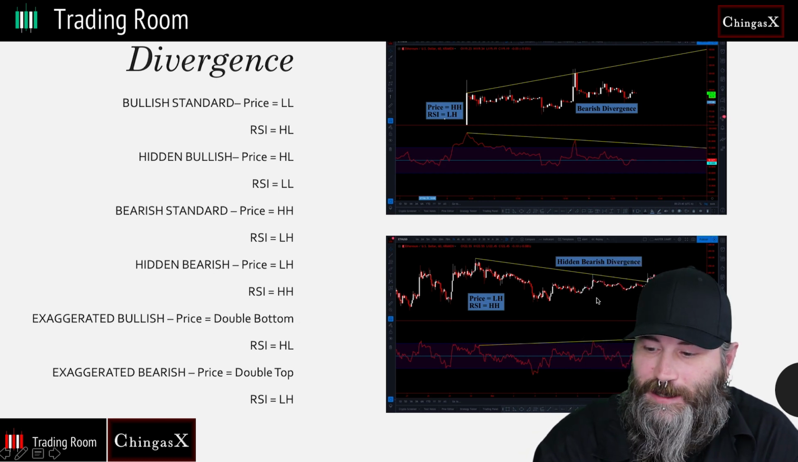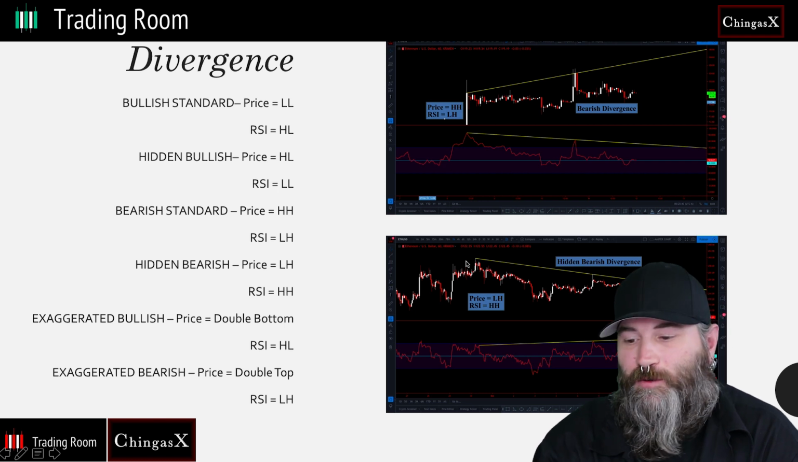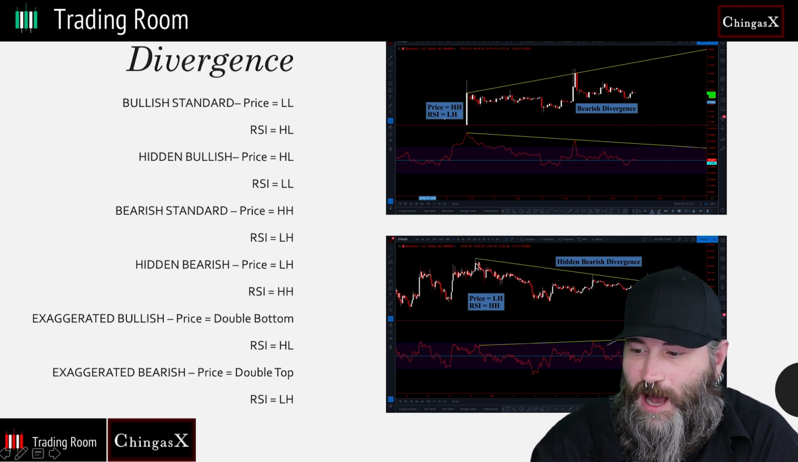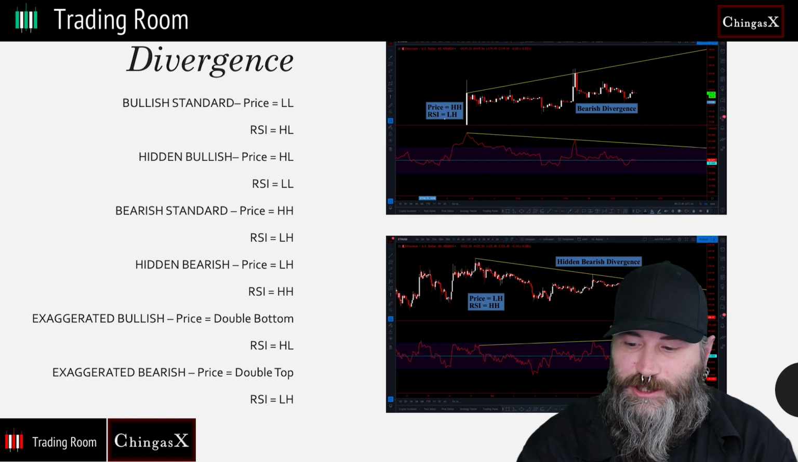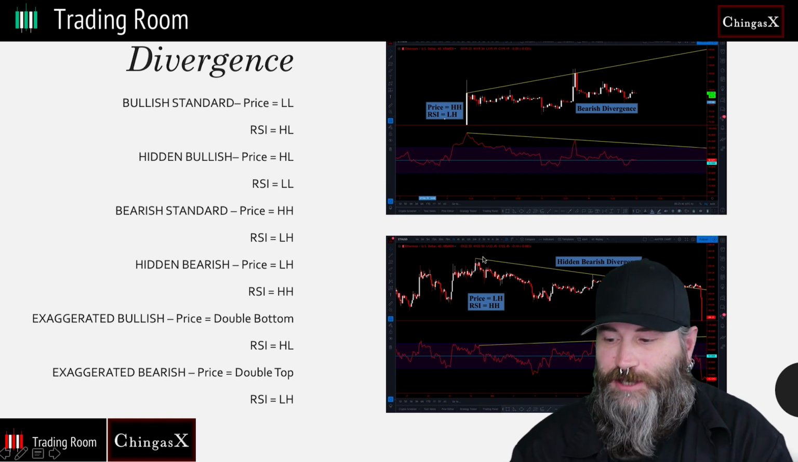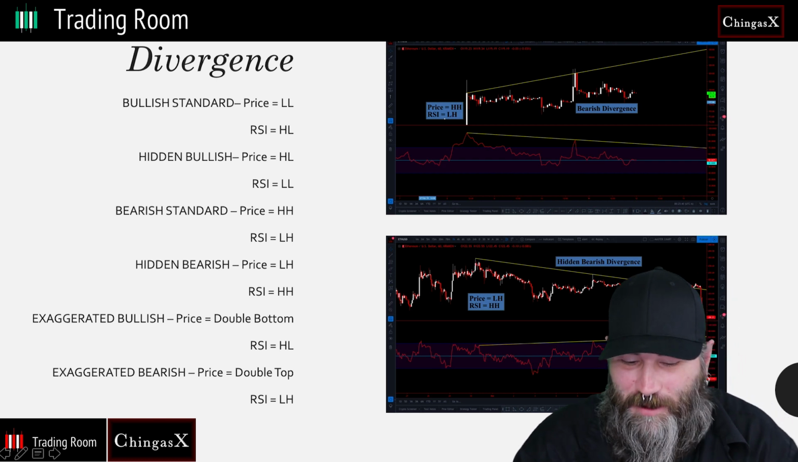Now, if we look at hidden bearish divergence, it's still on the highs, but going the other way. So we're looking at a high and then a lower high, right? Where the RSI is doing the opposite, right? We're getting a high and then a higher high. So we're looking for continuation in trend, and trend is continuing down. And you can see that little monster down there.